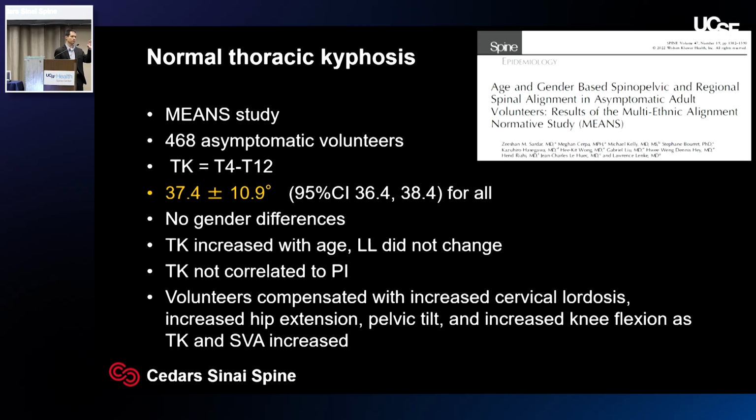As the thoracic kyphosis becomes more of a C, you get more of it, and they compensate with increased cervical lordosis, hip and knee flexion, and increased pelvic tilt.